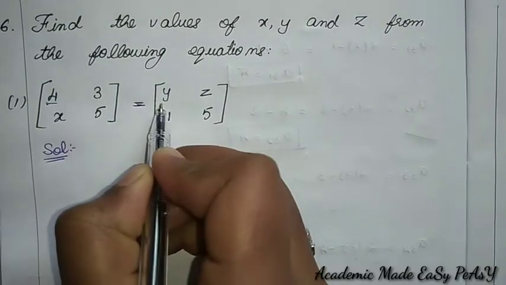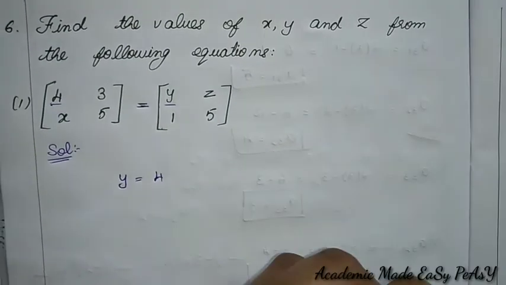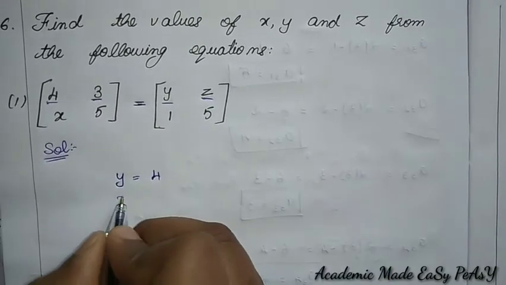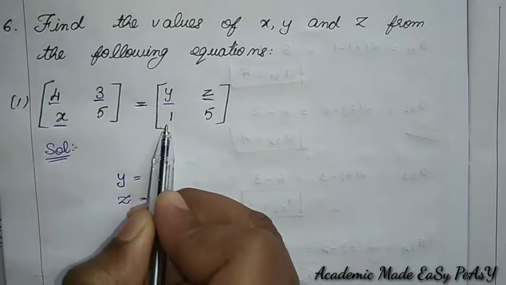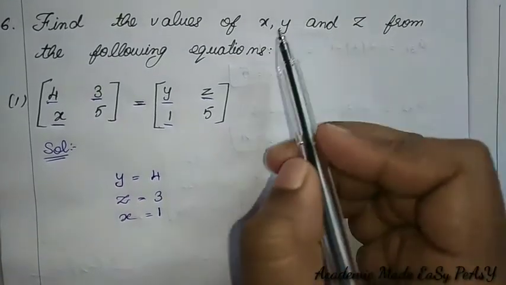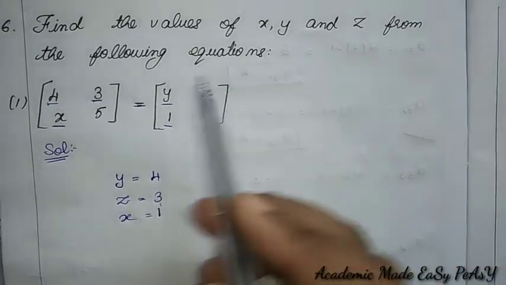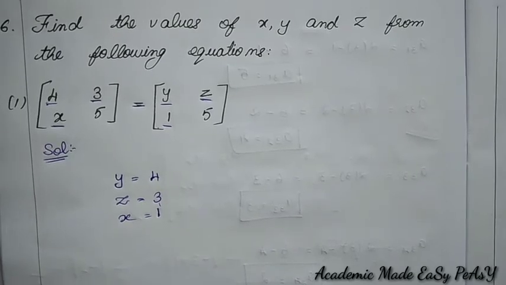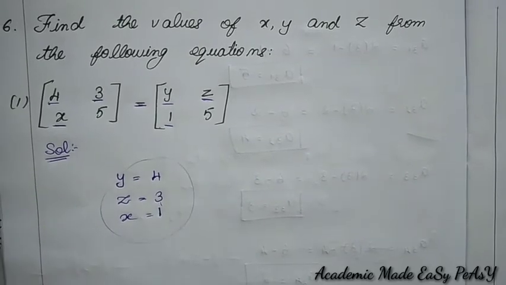4 is here and y is here. So therefore, I will write y is equal to 4. Next, 3 is here, next z. So z is equal to 3. Next, x, 1. So x is equal to 1. So therefore the values of x, y and z are 1, 4 and 3. Since they both are equal matrices, the corresponding elements will be equal. So taking that, we will be finding this answer.